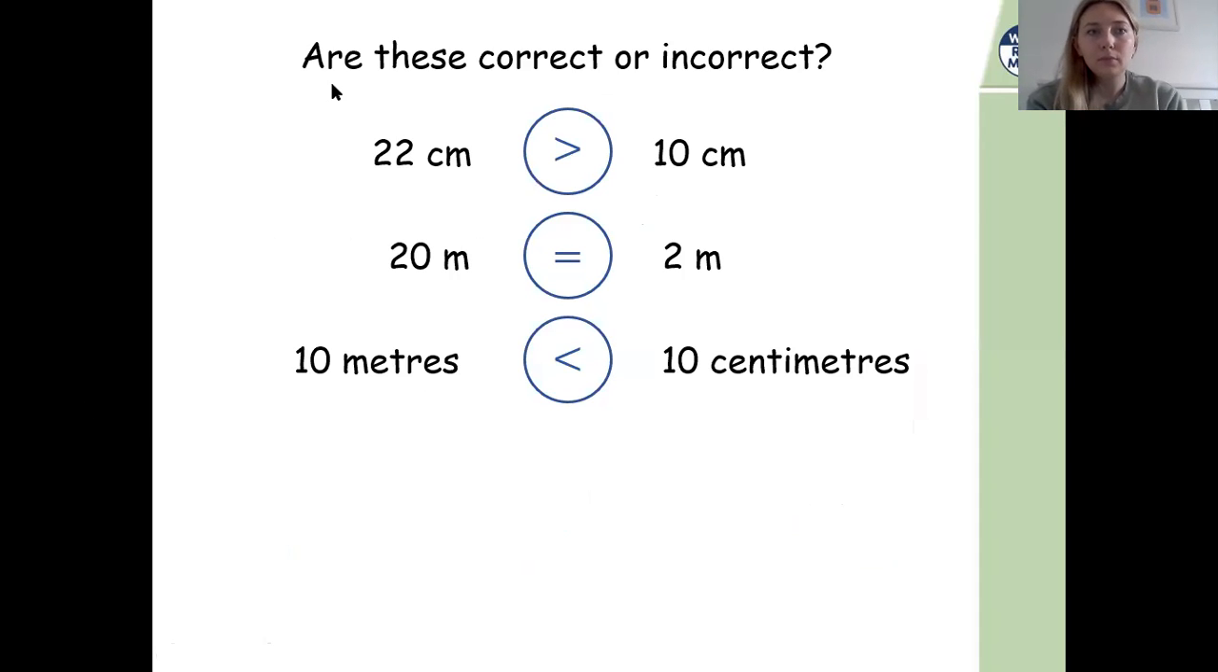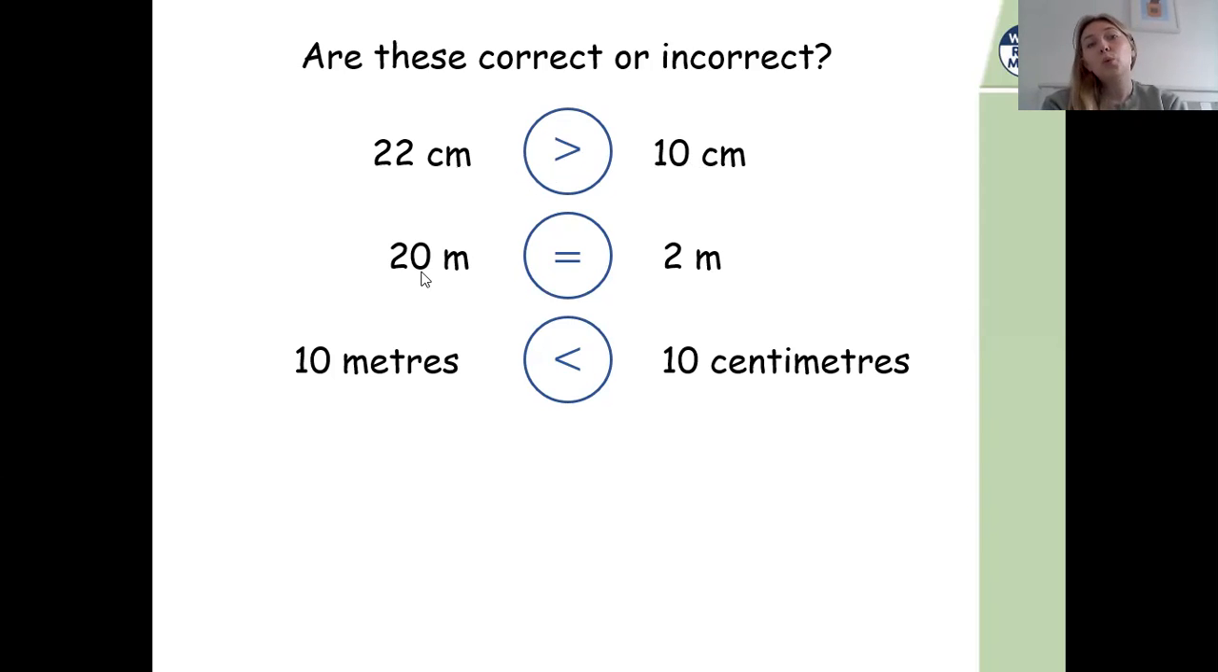Okay, now let's have a look at these. So we're using our less than, greater than, or equal to signs. Now tell me, remember the crocodile always wants to eat the bigger number. Okay, so are these correct or incorrect? Let's have a look. 22 centimeters is greater than 10. So you can see that our crocodile has his mouth open towards the 22. He wants to eat the 22. Thumbs up or thumbs down, is that correct? Good, 22 is a bigger number than 10.